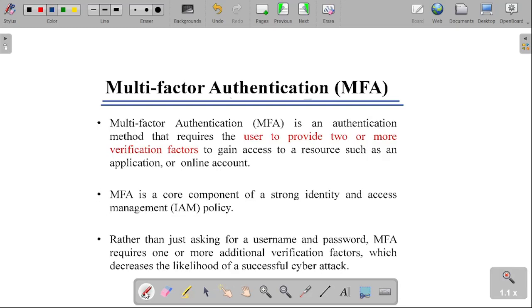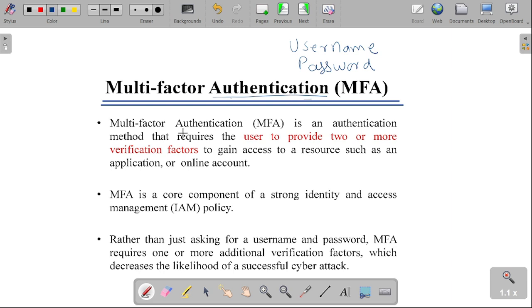Hello everyone, in this video, I am going to explain the concept of multi-factor authentication. In the previous video, we learned about authentication versus authorization. As per the definition, in authentication we are validating users. The user will enter their username and password, and if it is correct, the user will get access to a particular account. That is called authentication.